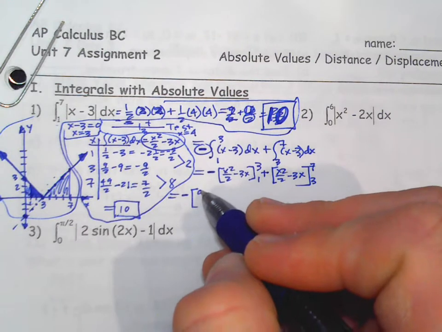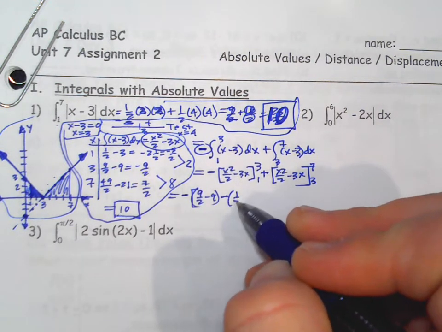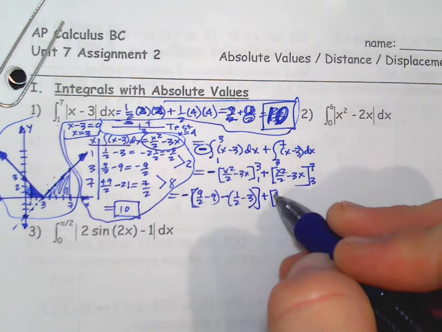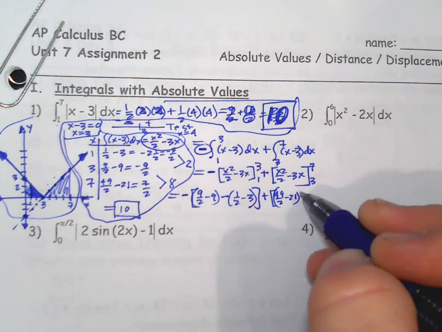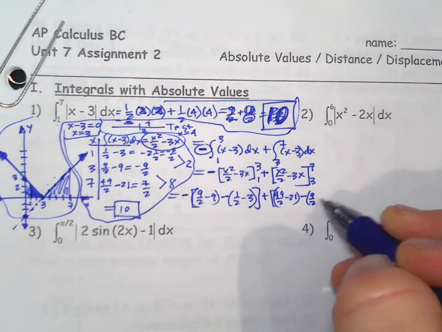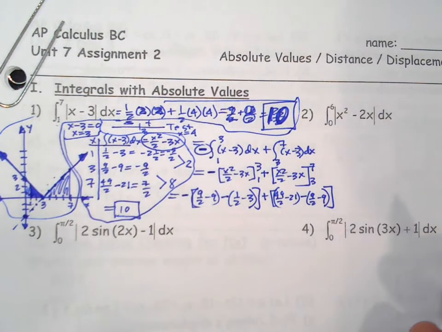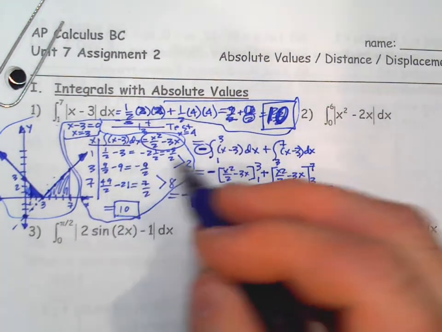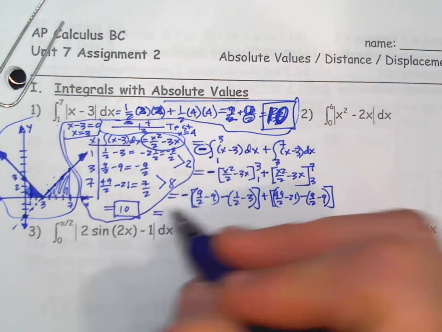And we get 9 halves minus 9, and then we plug in 1, and we get 1 half minus 3. And then we plug in 7, and we get 49 halves minus 21. And then we plug 3 in again, so we get 9 halves minus 9. So we end up plugging the 3 in twice, whereas in the table you just do it once. Then you just got to do all this math, whereas the table was kind of nice. It was kind of easy just to figure it out in our head. Here, we got to be a little more careful with all this stuff.